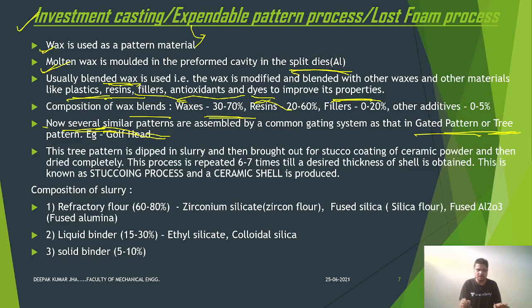We have discussed this. Now see, very important, there is stuccoing. What is the stuccoing process? When the pattern is dipped again and again, repeatedly several times, to obtain the desired thickness of the shell, and the shell is made of ceramic. Why? Because ceramic powder is being sprayed upon it, right? So this process is known as the stuccoing process, and the coating is known as stucco coating. This can also be an important question, as it has already been asked in ESE and CSE examinations in the objective part, right? Now the composition of the slurry is given over here.